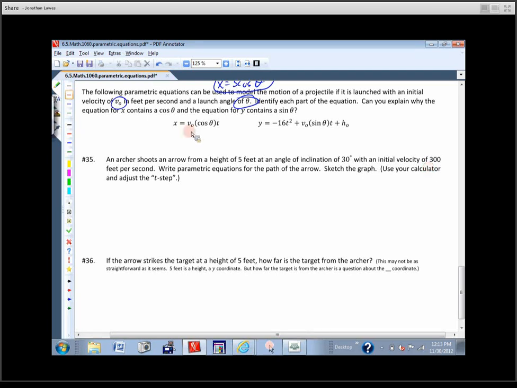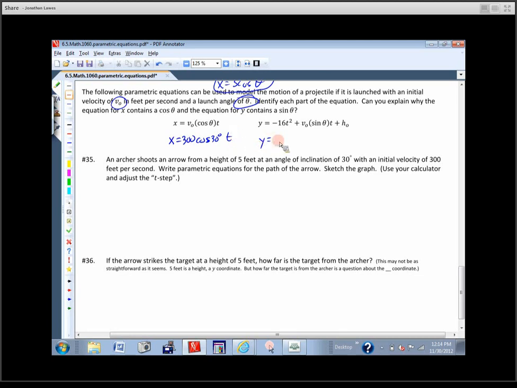This is the initial velocity, this is the launch angle, and that's the parameter t. That's the time in this particular problem. So this is going to be x equals, what was the initial velocity? 300. Cosine of the launch angle. What was the launch angle? 30 degrees. We're going to get that, and we're going to times it by t.